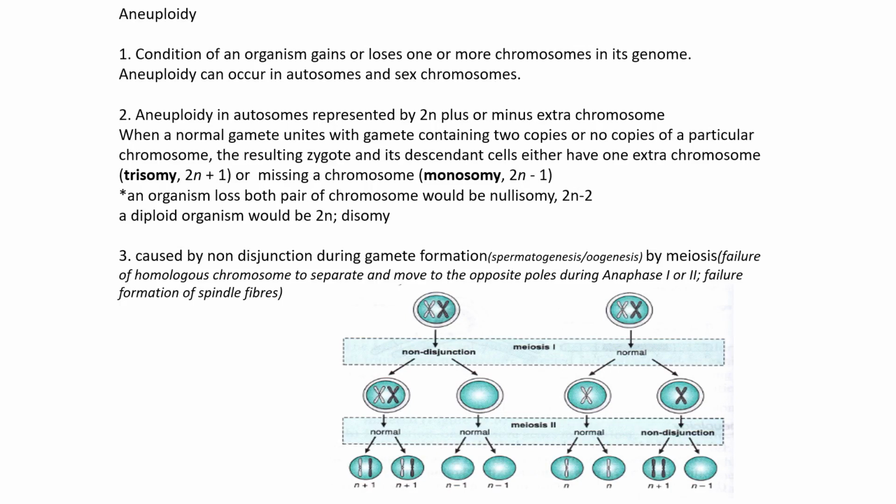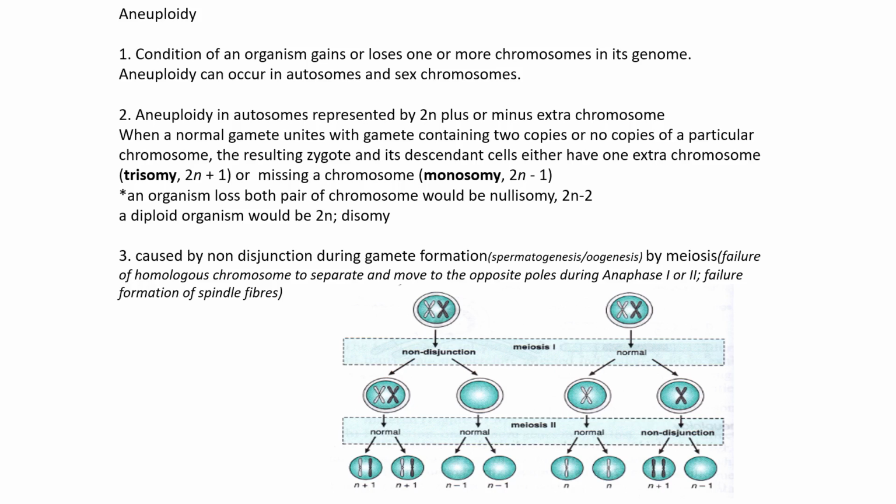Aneuploidy is a condition where an organism gains or loses one or more chromosomes in its genome. Aneuploidy can occur in autosomes and sex chromosomes. Today you're going to learn aneuploidy in autosomes as well as aneuploidy in sex chromosomes. Aneuploidy in autosomes is represented by 2n plus or minus the extra chromosome.